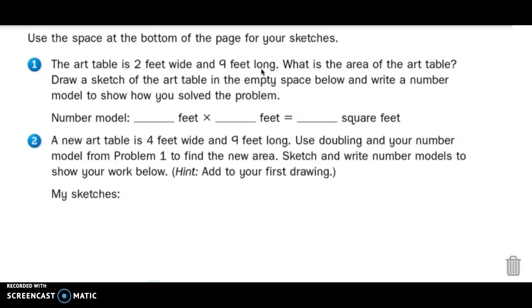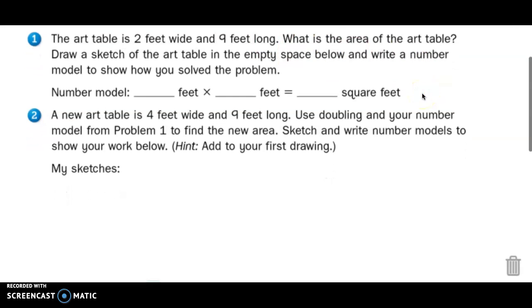All right, number 1 says the art table is 2 feet wide and 9 feet long. What is the area of the art table? Draw a sketch of the art table in the empty space below and write a number model to show how you solve the problem. It says draw a sketch. It doesn't say you may draw a sketch. It says draw a sketch. That means we need to see a picture.